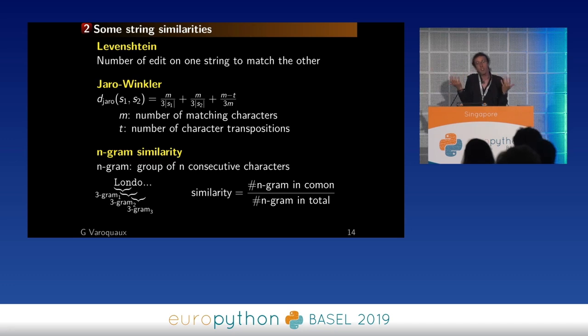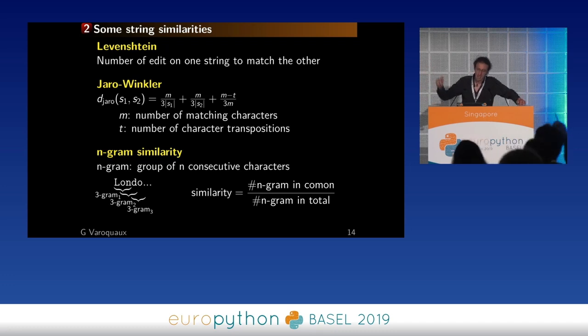And then to compute the distance between 2 strings, we're looking at the number of n-grams in common between the 2 strings divided by the total number of n-grams, okay? So if the 2 strings are the same, they have all the n-grams in common. So this is 1. So this is a similarity. If they're completely different, they have no n-gram in common. So this is 0, okay? So these are 3 classic string similarities.